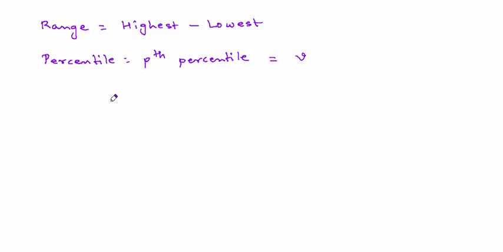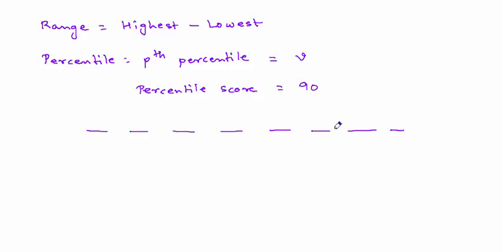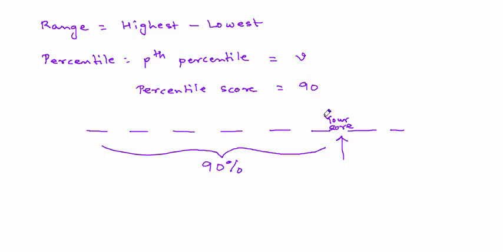So for example, if you take a test and let's say your percentile score on the test is equal to 90, that doesn't mean that you have scored 90 out of 100 on the test or 90%. It just means that your score is in such a position when the scores are arranged from smallest to largest such that 90% of the scores are below your score. So 90% fall below your score. This is your score. And that's a good indication of how well you have done on the test.